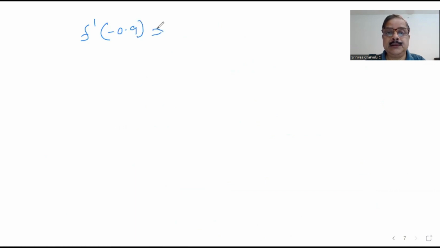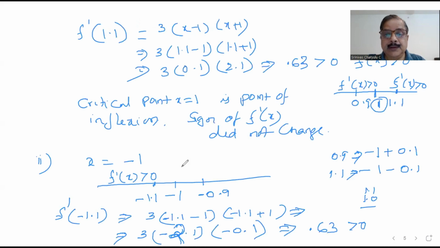Okay, 3 into x minus 1, x plus 1. That is the equation. We have substituted minus 1.1 in the place of x. Now we have to substitute minus 0.9.